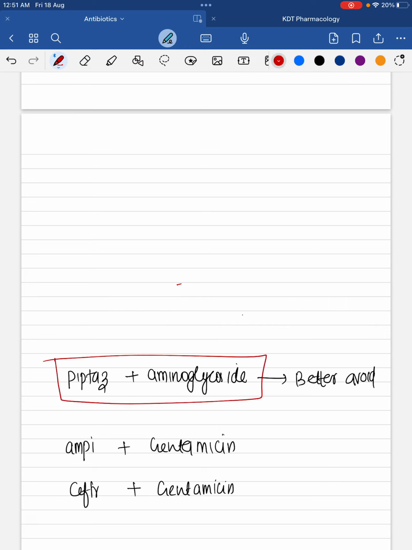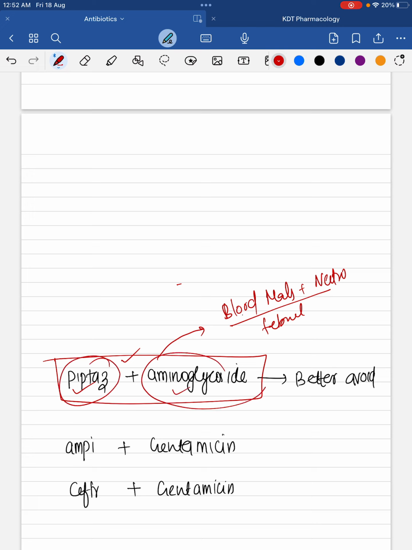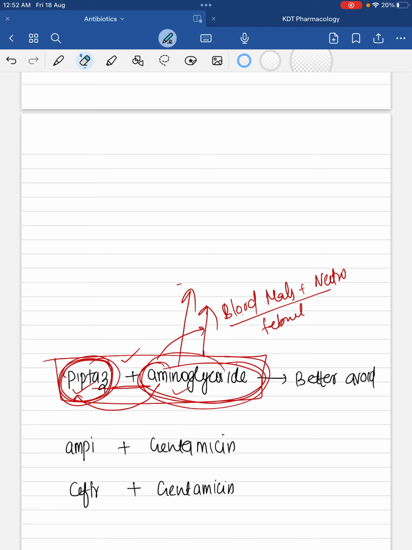Piptaz and aminoglycosides. Yes, we can add, especially they are used in case of blood cancer, which means blood malignancies with neutropenia, which means febrile neutropenia. In that case, they are advised. Otherwise, no need, both have gram negative coverage, but if you add, the action of aminoglycoside will increase, because piptaz will act on the cell wall, so aminoglycosides can enter inside the cell, but better to avoid, because it will increase the nephrotoxicity of aminoglycosides.